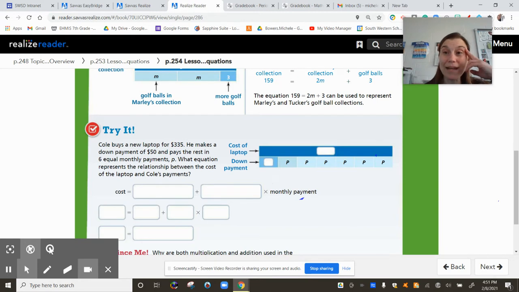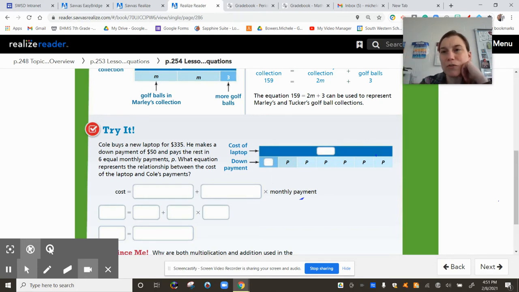And then he pays the rest in 6 equal monthly payments. So he takes the rest that he owes and breaks it up into 6 equal monthly payments, and we're calling that P. What equation represents the relationship between the cost of the laptop and his payments?